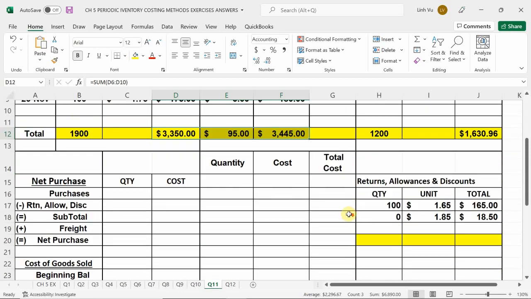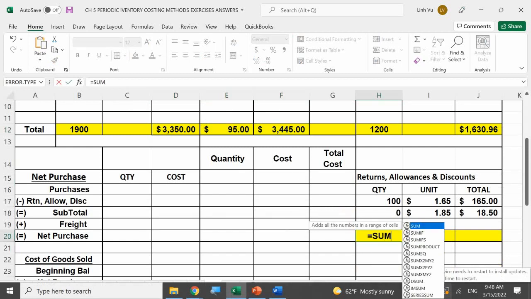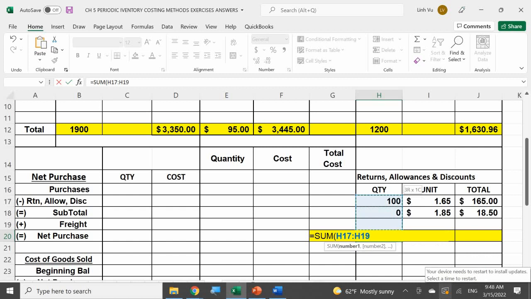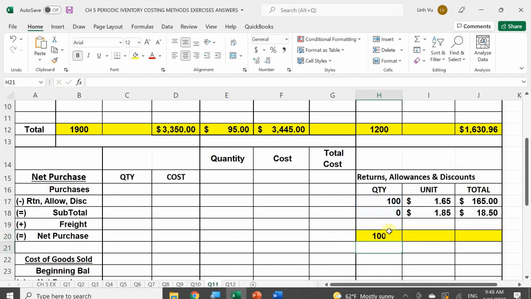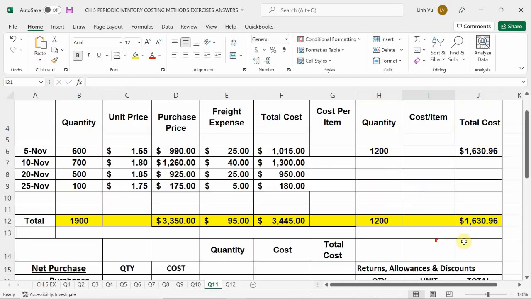Right? What was my total returns? How many items did I return? 100. At what total cost was my refund? How much did I get a refund for? 183.50. Good.